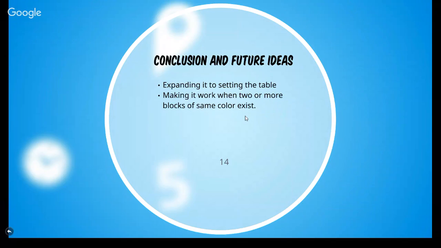So what are our future ideas? We have the Baxter robot working in a blocks world domain, but we would also want to expand it to setting the table for a restaurant, or making it work when 2 or more blocks of the same color exist. So those are my future ideas.